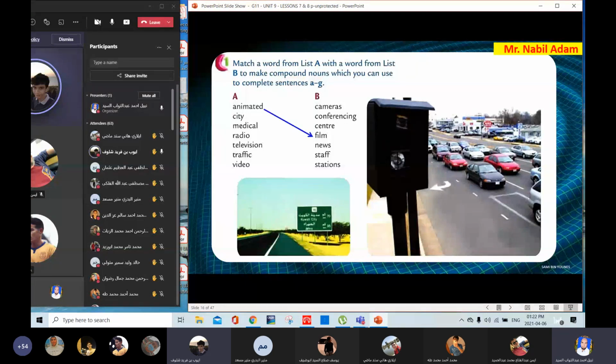City center. Yes, city center. Very good. Medical. Yes, Omar Lutfi. Medical stations. No, people who are working in hospitals, like doctors, nurses. Medical staff. Very good. Thank you so much.